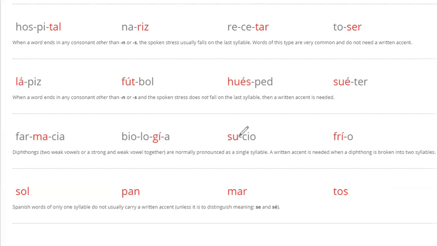So here we've got sucio, su-sio, sio. It blends together, C-I-O, sio, or tio. Here we separate it and it becomes frío. It's not frio, it's frí-o.